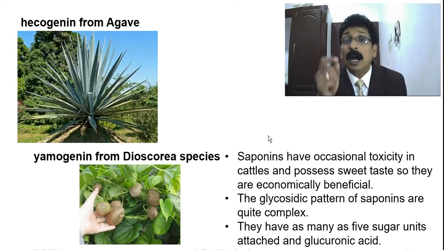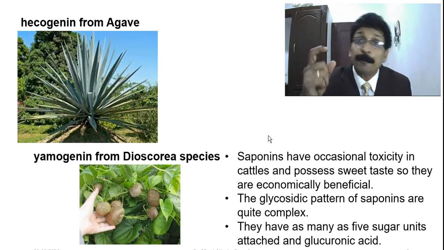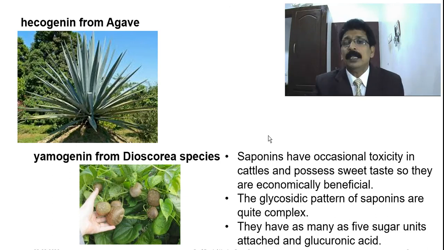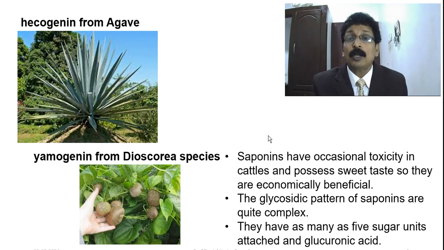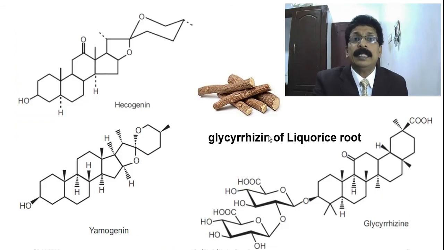Saponins have occasional toxicity in cattle and possess a sweet taste, so they are economically beneficial. The glycosidic pattern or glycosidic linkage of the saponins is quite complex. They have as many as 5 sugar units attached, and gluconic acid is present in them. You see some of the examples we have taken.